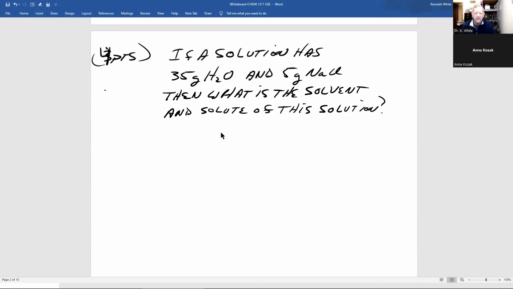All right, so what are we being asked to find? What's the solvent and solute? And what are we given? We have 35 grams of water and 5 grams of sodium chloride, NaCl.